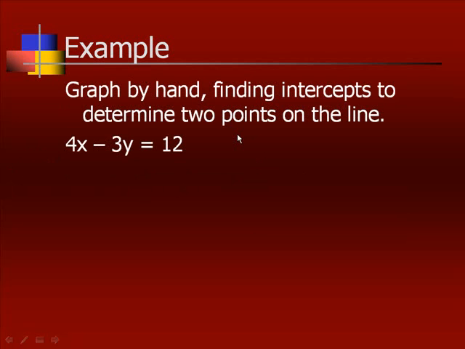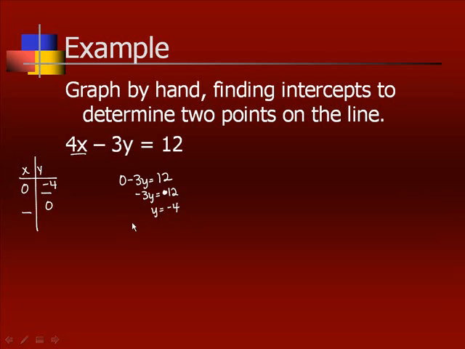Okay, let's do another one. This one's in standard form. If they ask us for intercepts, we're doing x is 0, find y, y is 0, find x. If x is 0, 4 times 0, so we get 0 minus 3y equals 12, which means negative 3y equals 12. Divide both sides by negative 3, so y is equal to negative 4.